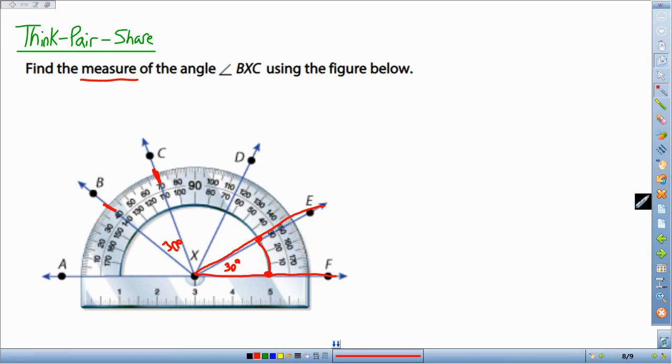All right, guys. So that is naming and finding the measure of angles. This is some good stuff. We're going to use these skills a lot throughout the year. So hopefully you felt pretty good on this.